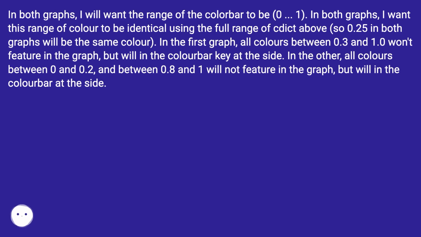In both graphs, I want this range of color to be identical using the full range of dict above, so 0.25 in both graphs will be the same color. In the first graph, all colors between 0.3 and 1.0 won't feature in the graph, but will in the color bar key at the side. In the other, all colors between 0 and 0.2, and between 0.8 and 1 will not feature in the graph, but will in the color bar at the side.